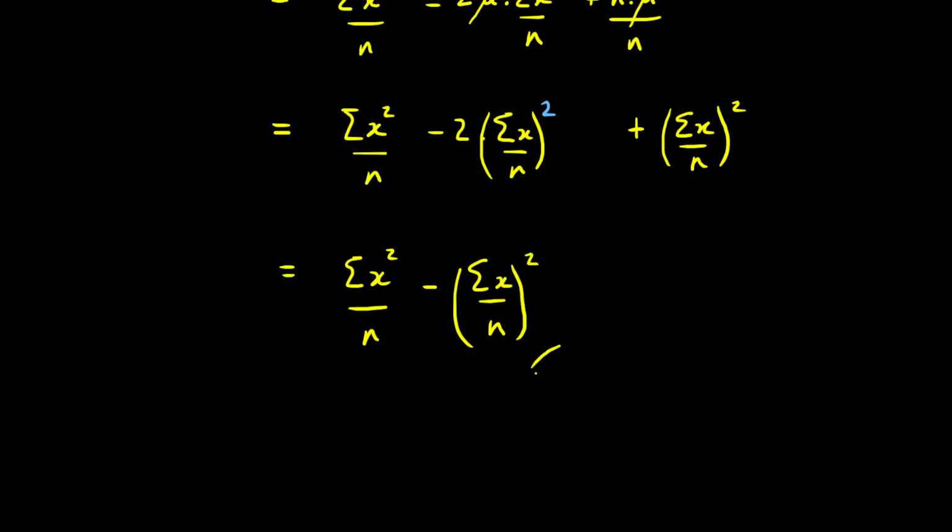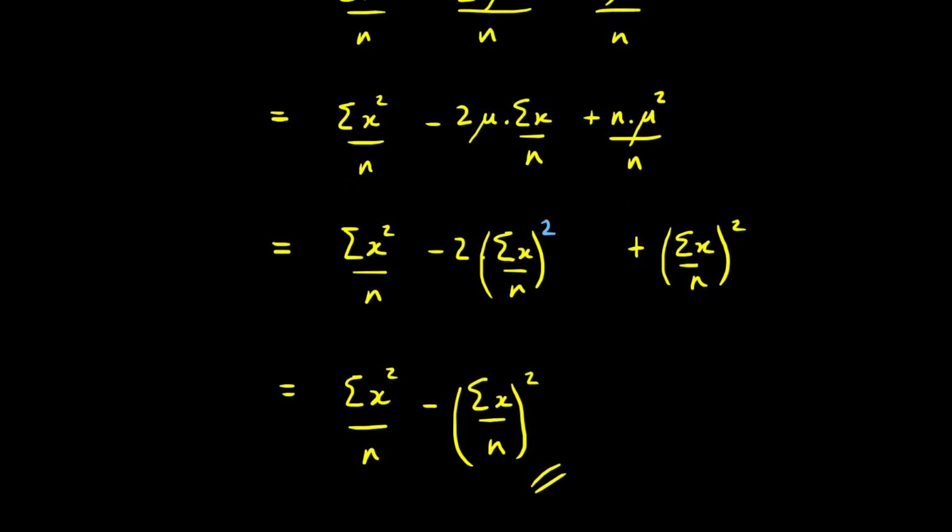And that's why we end up with the formula for the variance that you're mostly familiar with, the summation of the x squareds divided by n minus basically the mean, sigma x upon n squared. Okay, so that's where the formula is coming from.